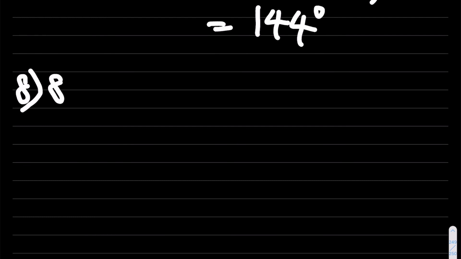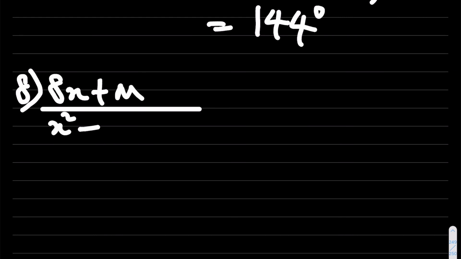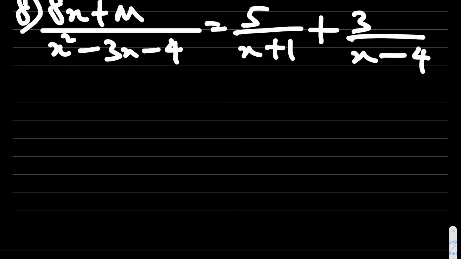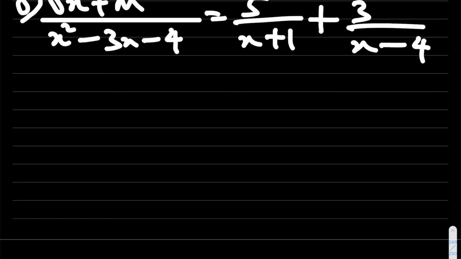Number 8. Given that 8x plus m all over x squared minus 3x minus 4 equals 5 all over x plus 1 plus 3 over x minus 4, find the value of m. Okay, they said it's equivalent, so find the value of m. This is the same as the right hand side.